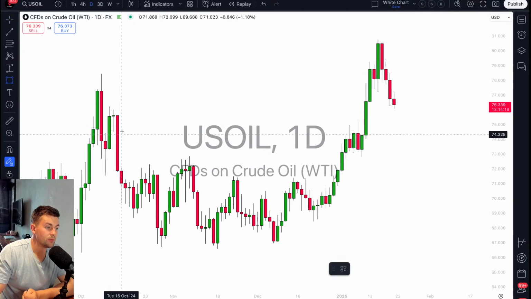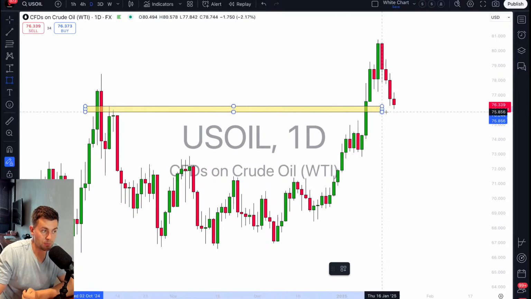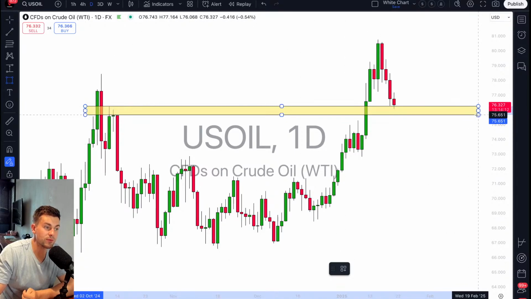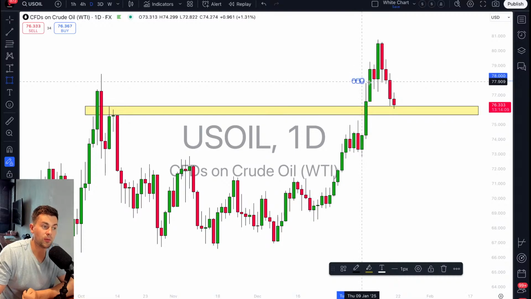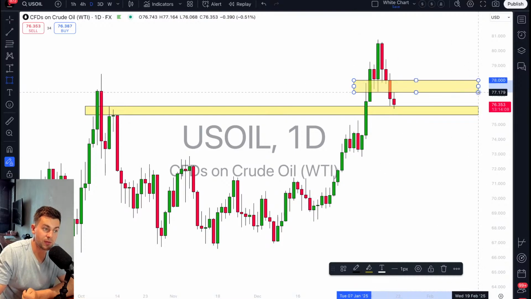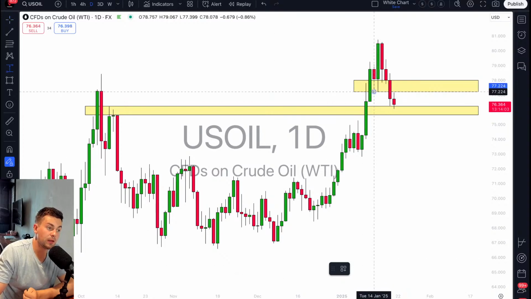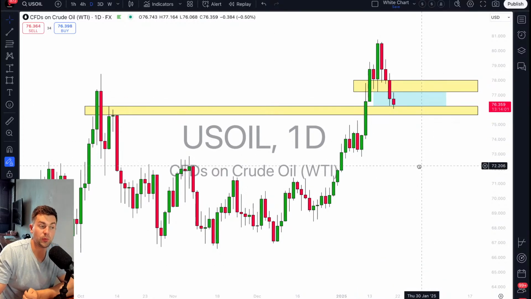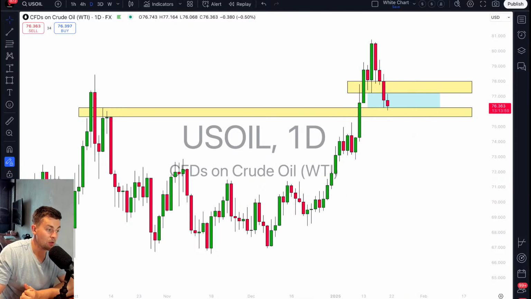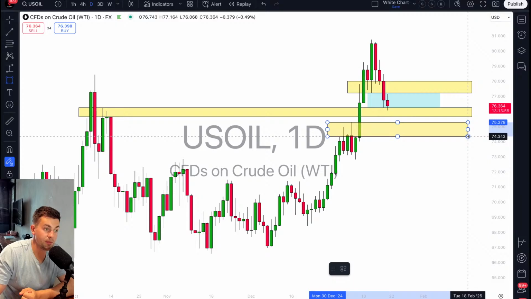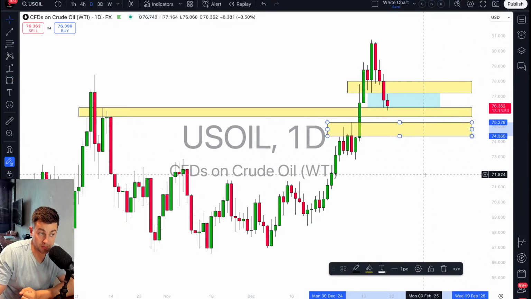At the moment, oil is stuck between two important structures. From one side on the daily, we have this significant support, and from another side, we have this significant resistance. So you can see that we are now trading in a very narrow range between two significant structures. Also, we should definitely underline a significant horizontal support right here.